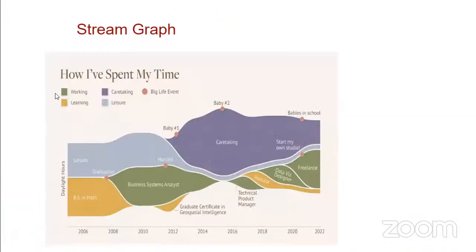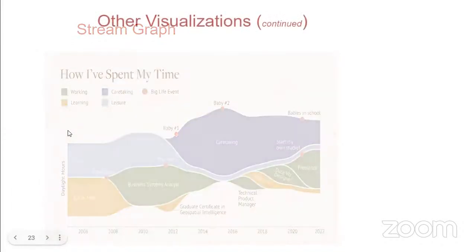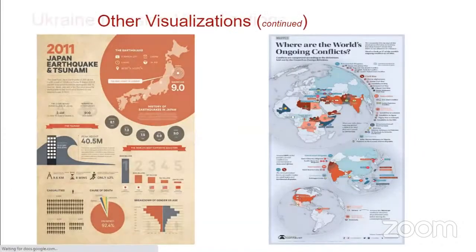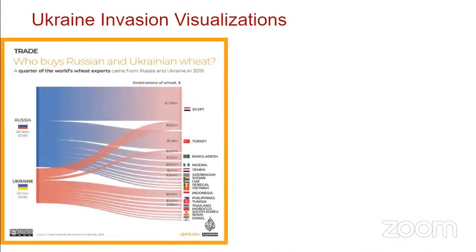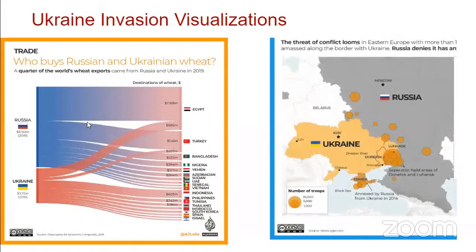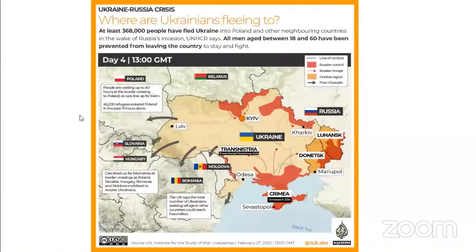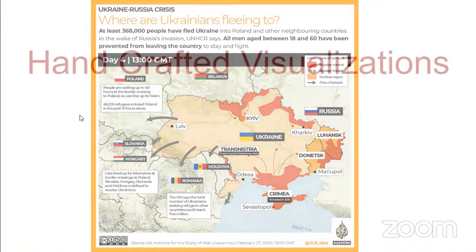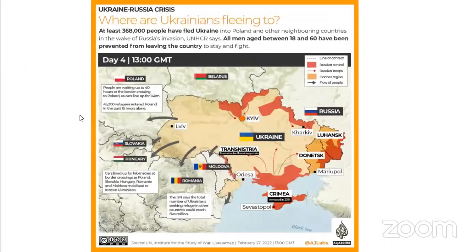So a stream graph, this is somebody visualizing how they spend their time. Then of course some other cards. And I decided to just do Ukraine alone. So trade, who buys Russian and Ukrainian goods. Then a map, so the threat of conflict comes. Then where are Ukrainians fleeing to? So that marks the end of the first part of the computer-aided graphics.